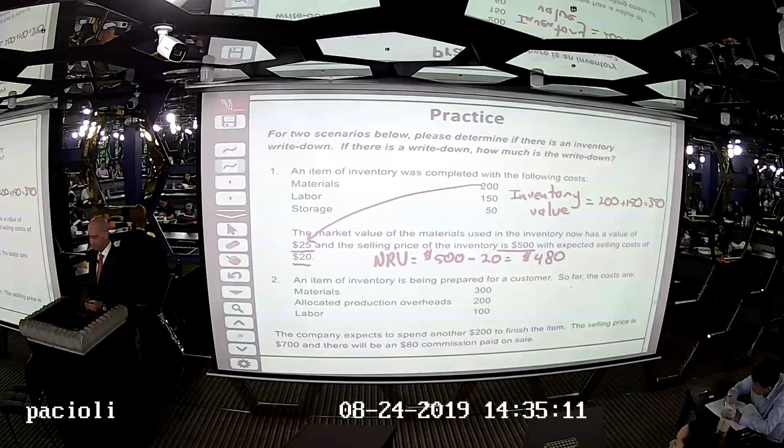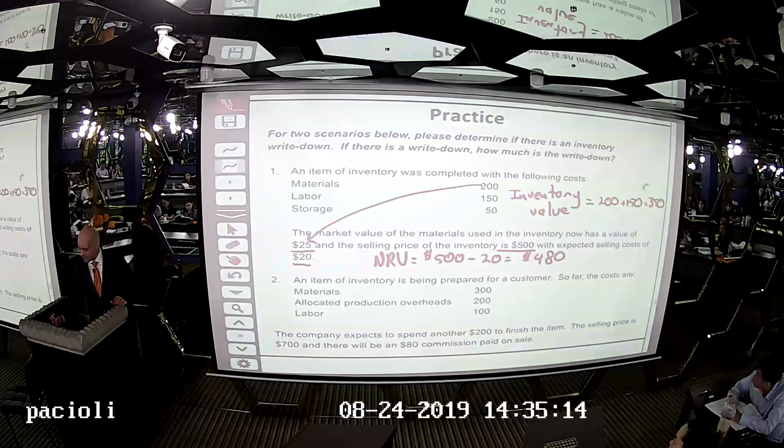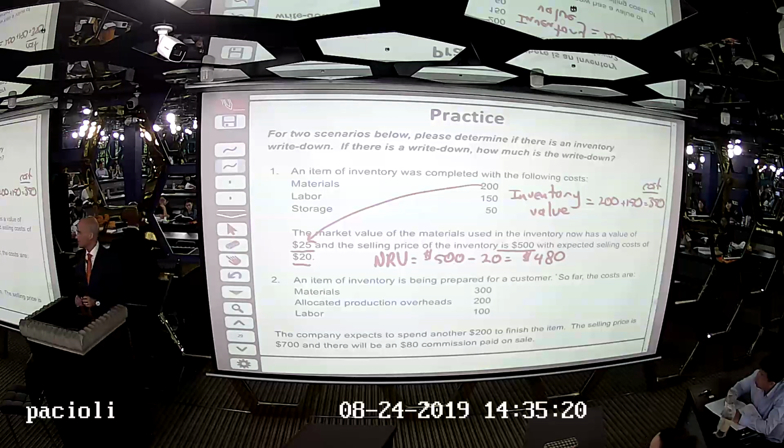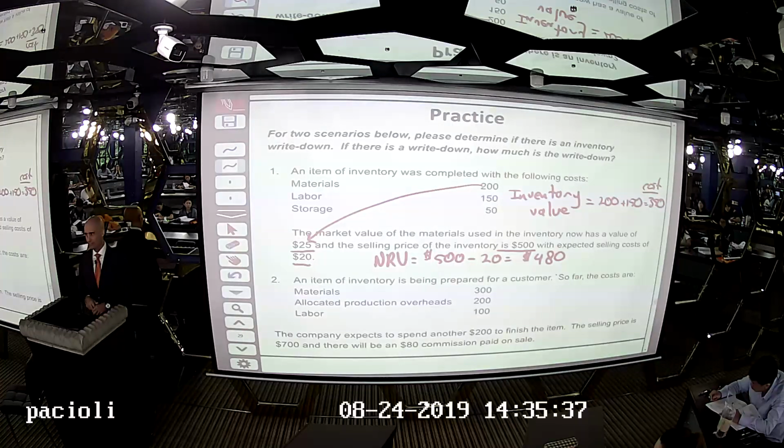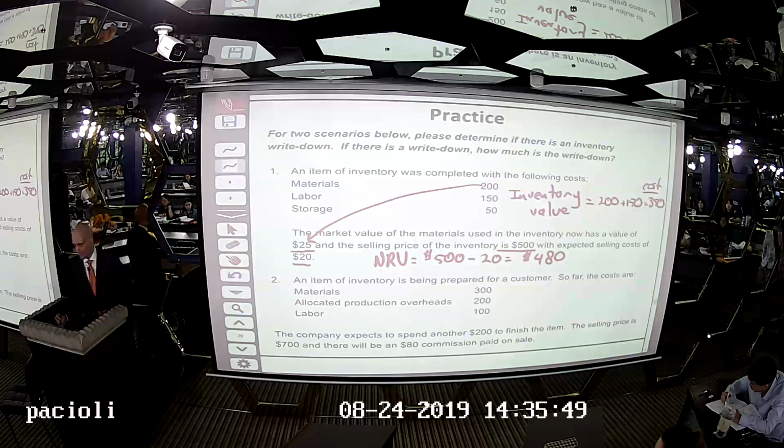So is there a write-down? Cost is 350. Net realizable value is 480. Net realizable value is bigger than the cost. So is there a write-down? No, no write-down. So we can include no write-down.